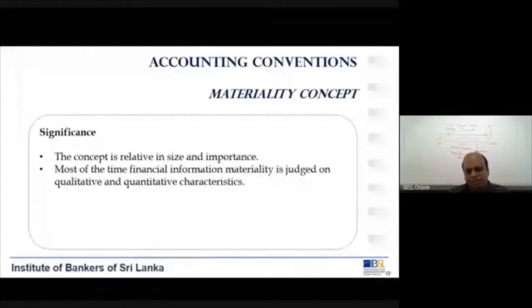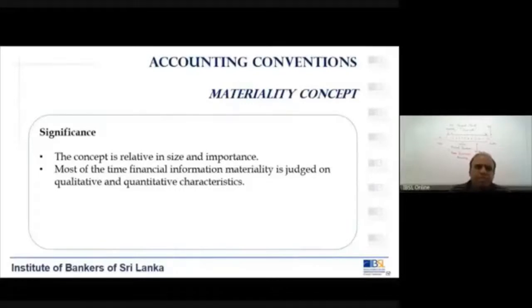So what is the significance? The concept is relative in size and importance. Most of the time, financial information materiality is judged on qualitative and quantitative characteristics. Let me go back to the same example, the fire that took place last year in your factory. Now this has two impacts. One is a qualitative factor, the other is a quantitative factor. What is the quantitative factor? You have incurred a fire and the loss of the fire is not yet estimated. So it could be millions and billions, which we don't know.